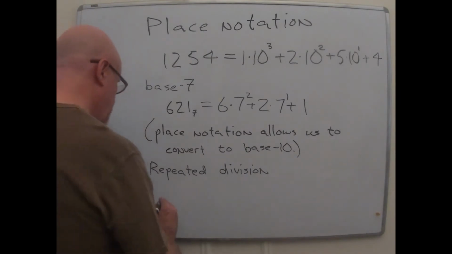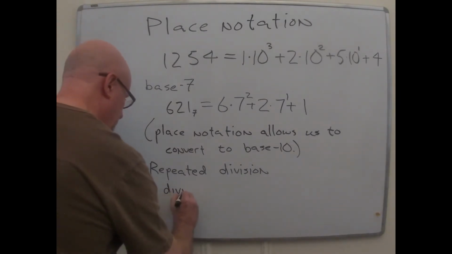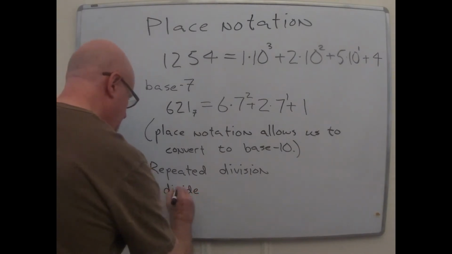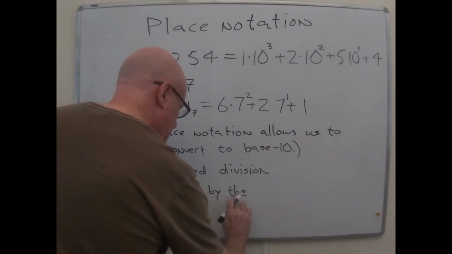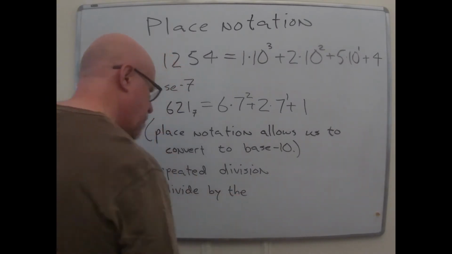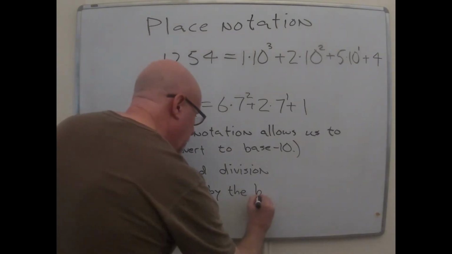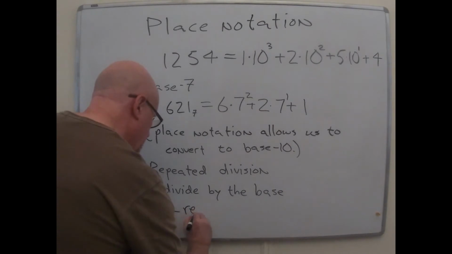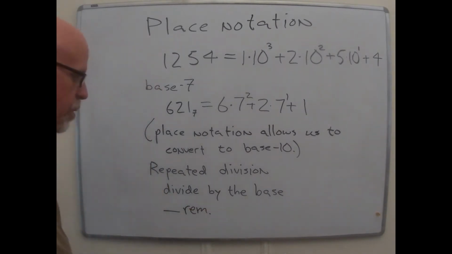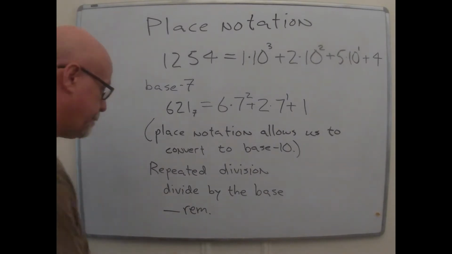So repeated division, the first step is divide by the base. Started to turn the H in the into a B there. Weird. Divide by the base. And the remainder, I just abbreviated that remainder, REM. The remainder is going to be your units digit.